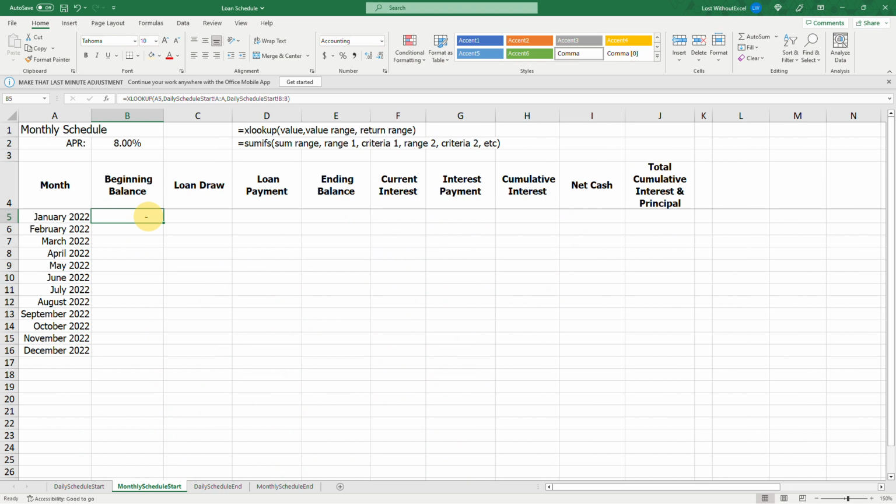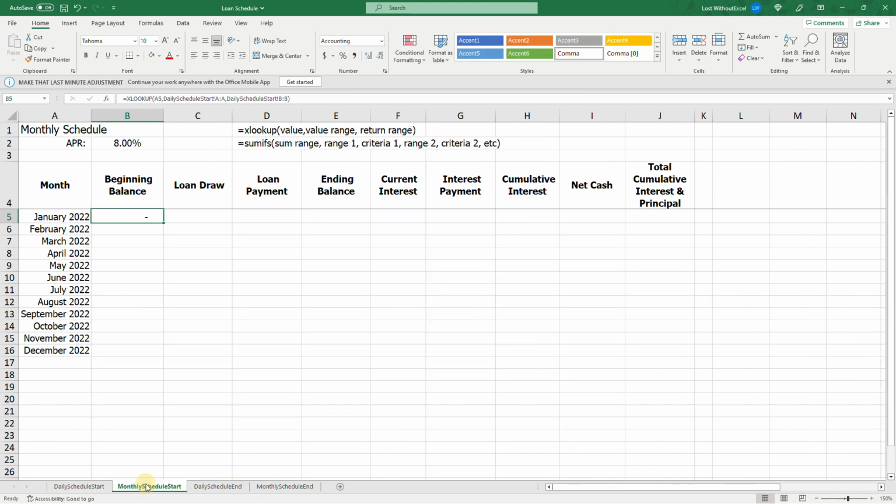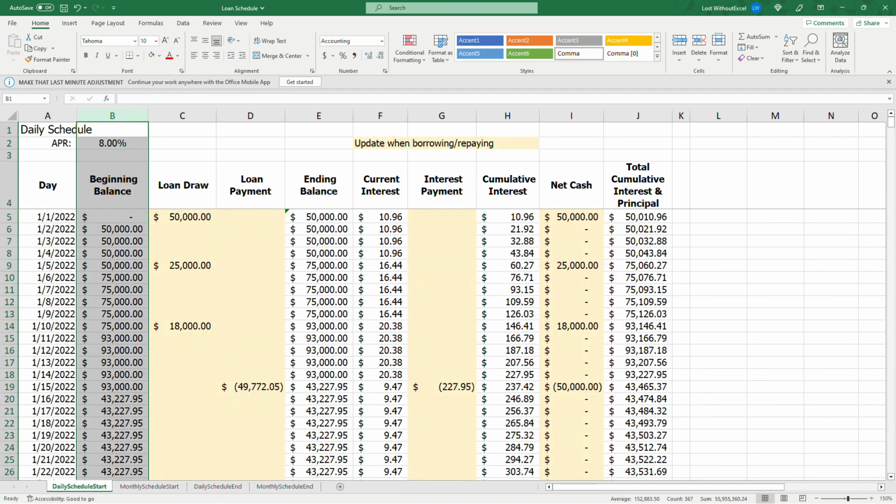The reason that this should be the 1/1/22 instead of the word January 2022 is that when I do the XLOOKUP, I want to be able to find the numbers, which is how the daily schedule is. And so if I do the same thing, if we copy that down, this is going to pull whatever balance was in the beginning balance column for the first day of each month.